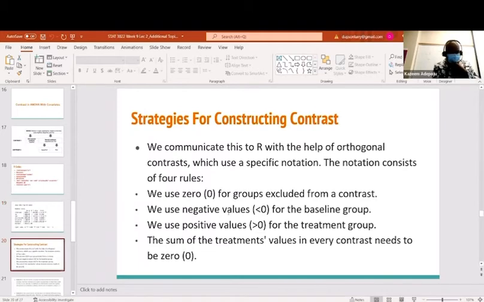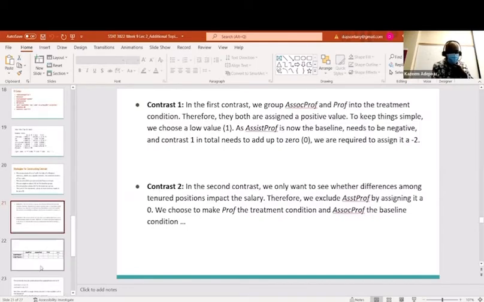Now, this is an explanation. I've been assigning negative values and positive values. Of course, we apply 0 as a weight for the group that we are not interested in. We apply a negative weight for the one in the baseline group, and we apply positive for the one in the treatment group. When I'm comparing associate professor and professor, of course, the associate professor will be in the baseline group, while the professor will be in the treatment group. Based on what we're doing now, I'm going to show you the weights.